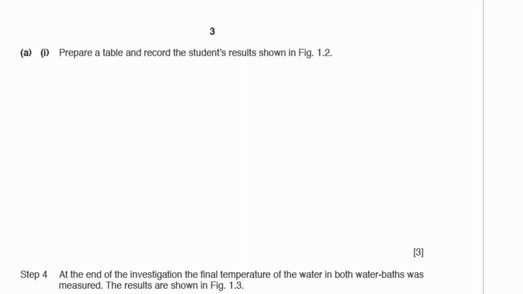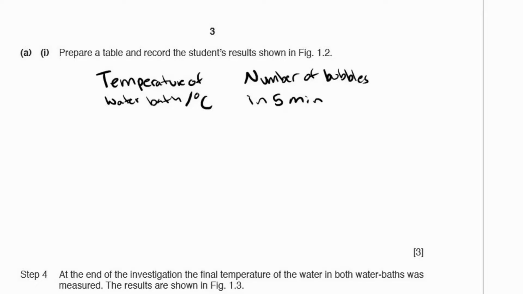A1. Prepare a table and record the student's results shown in figure 1.2. Well, this was quite a straightforward table. So one of the headings is just the temperature of the water bath in degrees Celsius. And the other heading is the number of bubbles. So the number of bubbles in 5 minutes. Okay, and we had 2 different temperatures. We had one at 25 degrees Celsius and one at 50 degrees Celsius. So now that I have this information, I will put the lines in, and then I will know that when I put the results, they will line up with the temperature that they're supposed to.